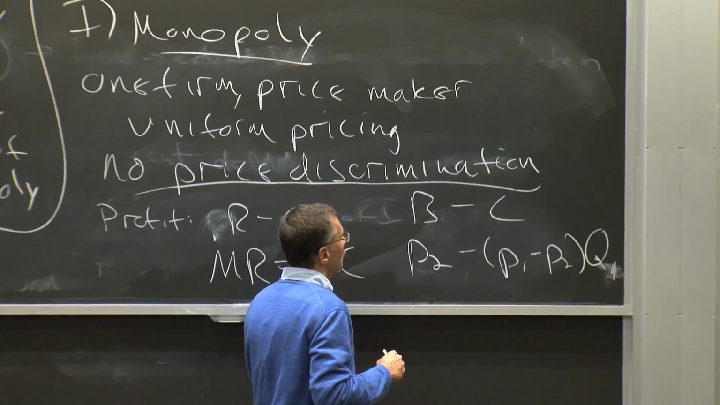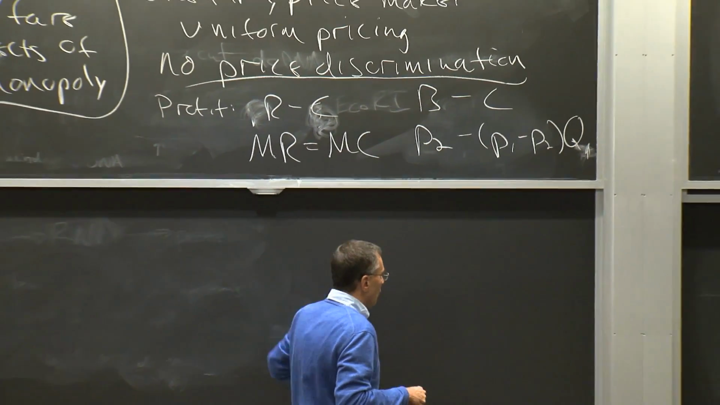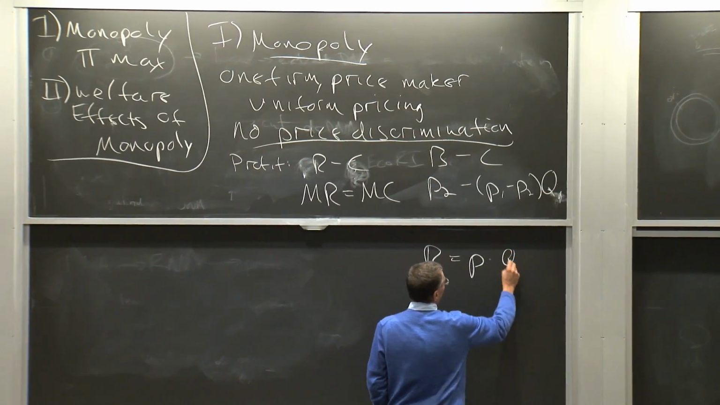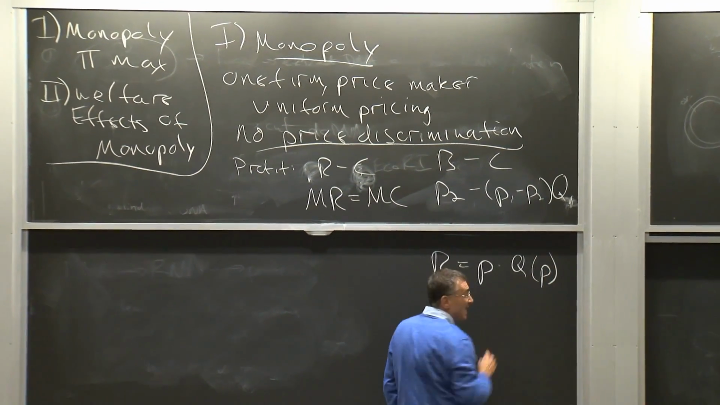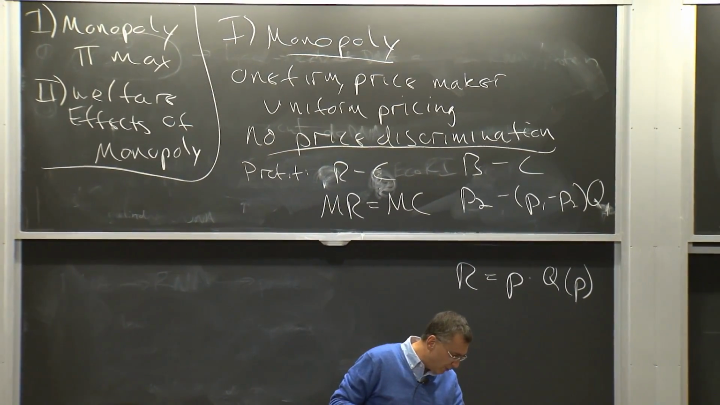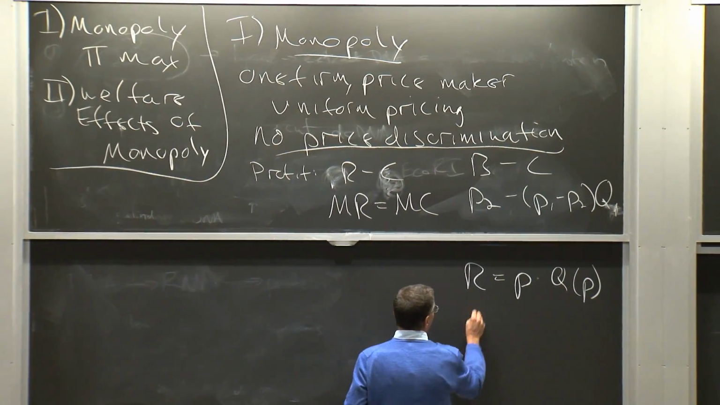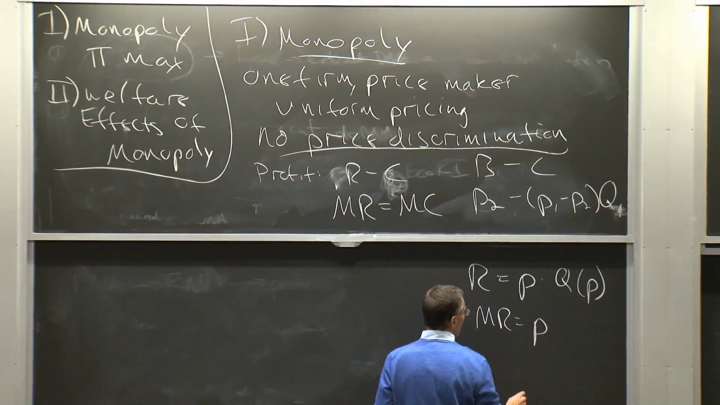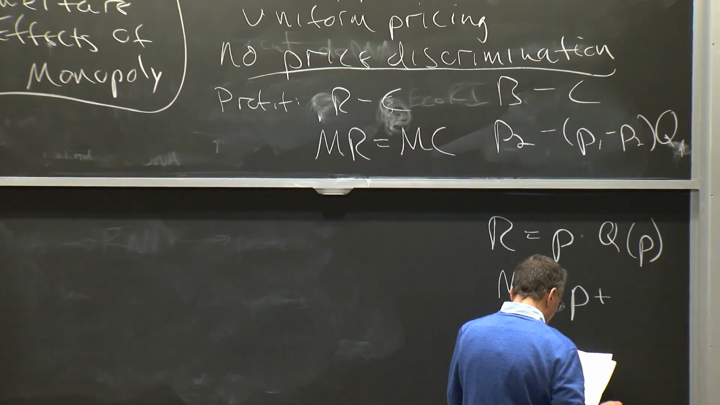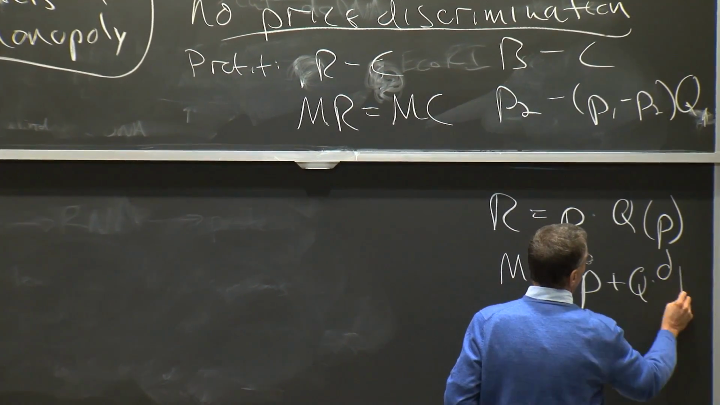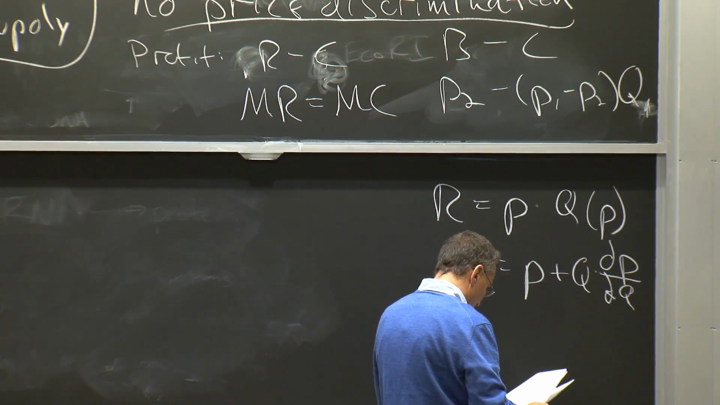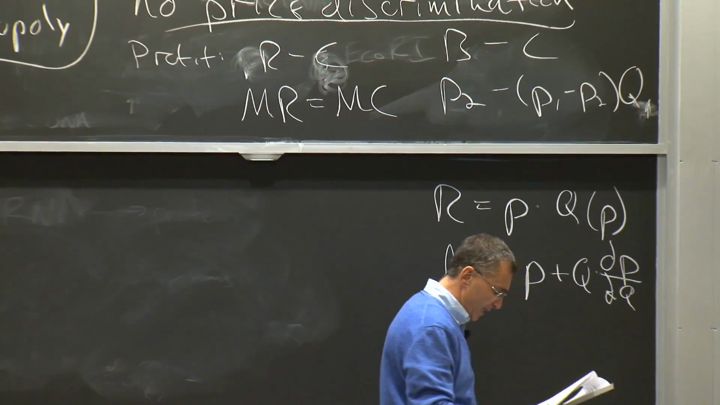More generally, you can write, if revenue is P times Q, but Q is itself a function of P, because demand's downward sloping, then we can rewrite marginal revenue as P plus Q times dP/dQ.